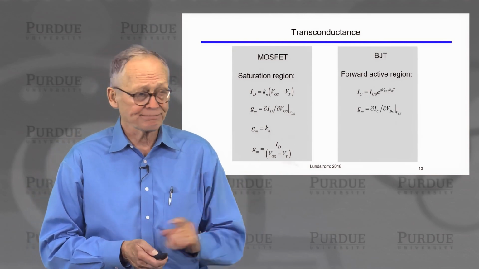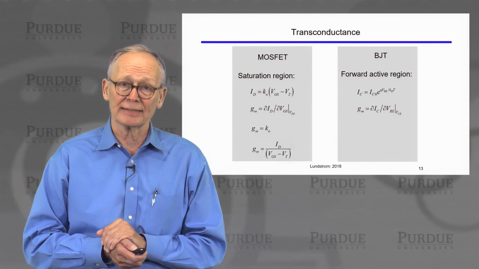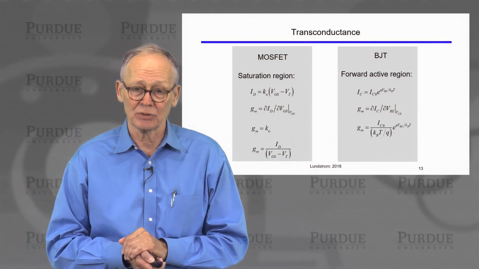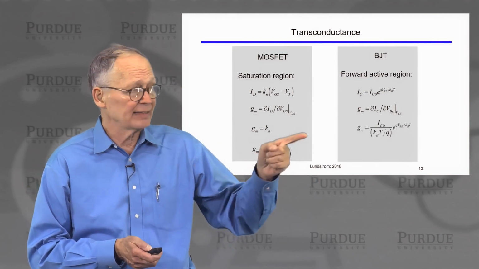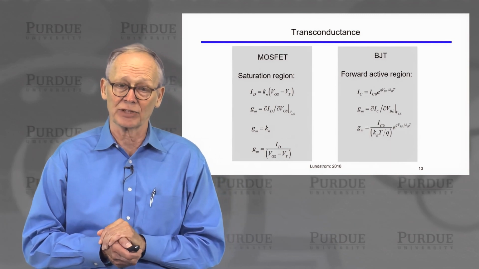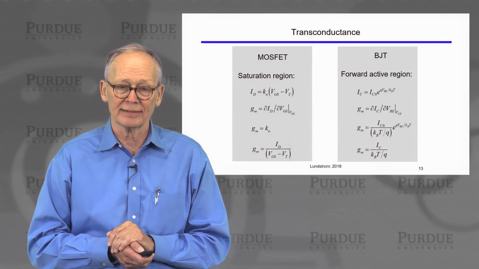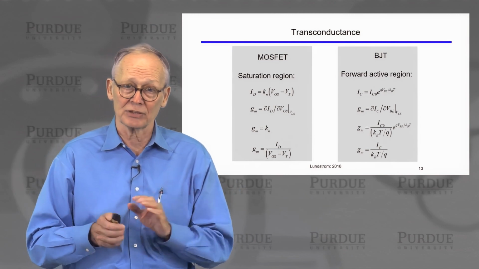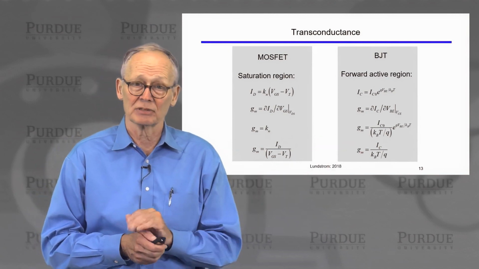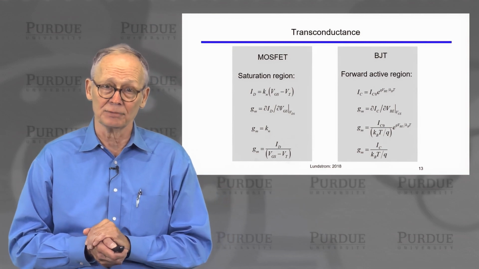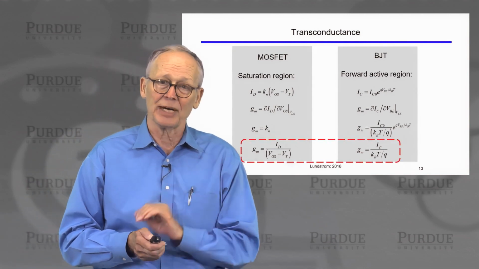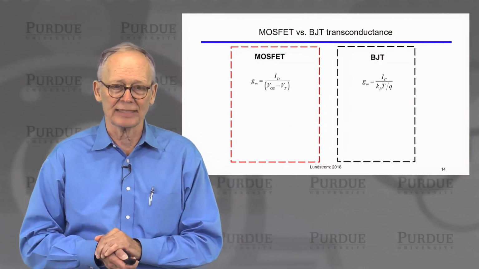Bipolar transistor, I can differentiate its output current with respect to its input voltage. And what I find in this case is I just bring down a kT over q downstairs. So I can write the transconductance as output current, collector current, divided by a voltage. In this case, the voltage is kT over q. All right, that's the bottom line. Let's take a look at that.